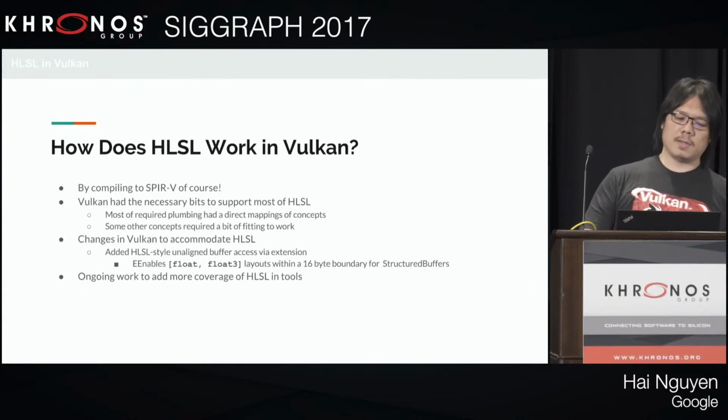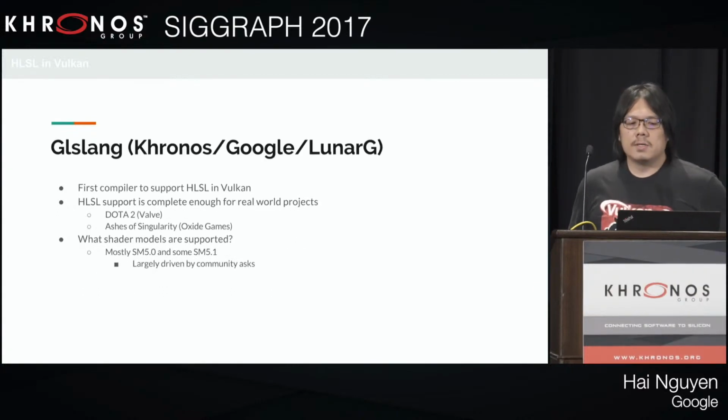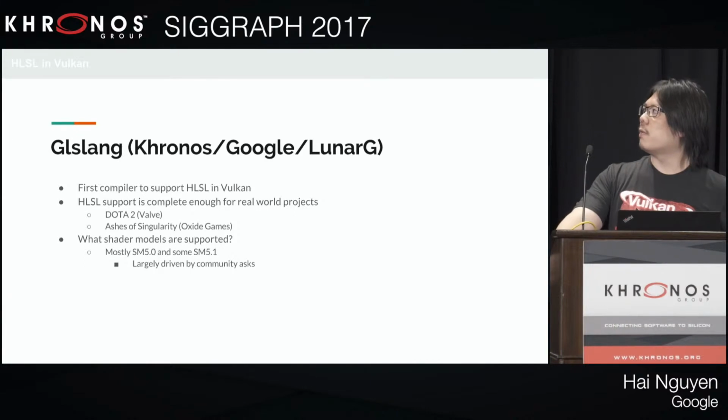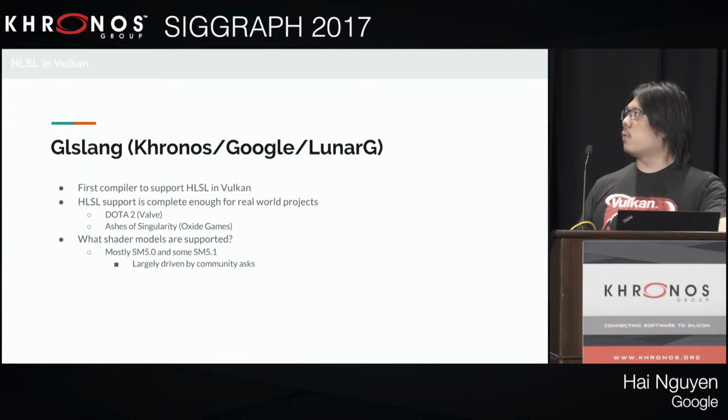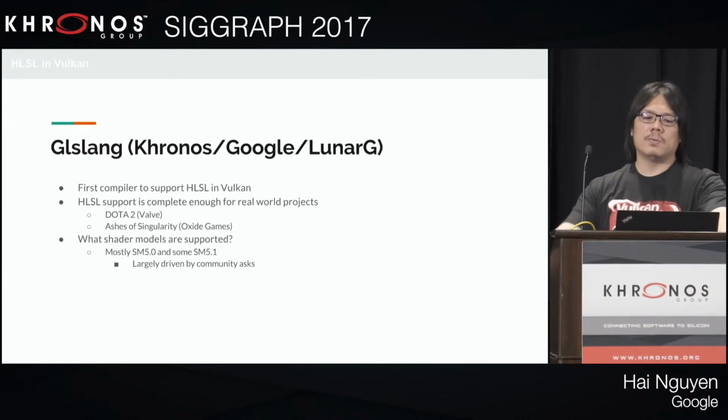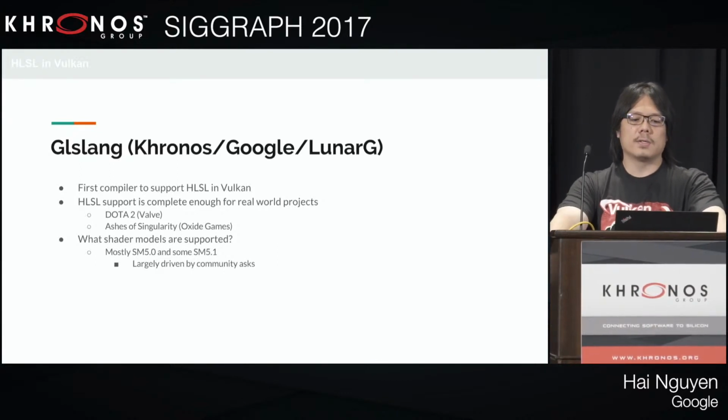The first up is GLslang. GLslang is a large effort by Khronos, Google, LunarG, and the community members out there. It has the distinction of being the first compiler to support HLSL in Vulkan. And the HLSL support is complete enough at this point for it to be used in real-world projects. Two notable examples of this are Dota 2 and Ashes of the Singularity.